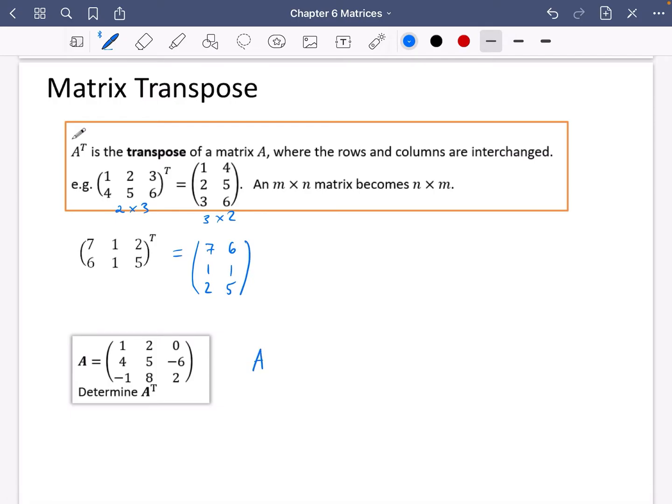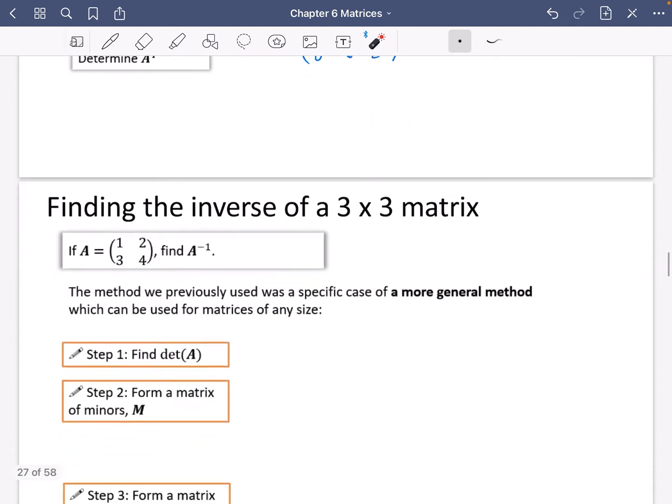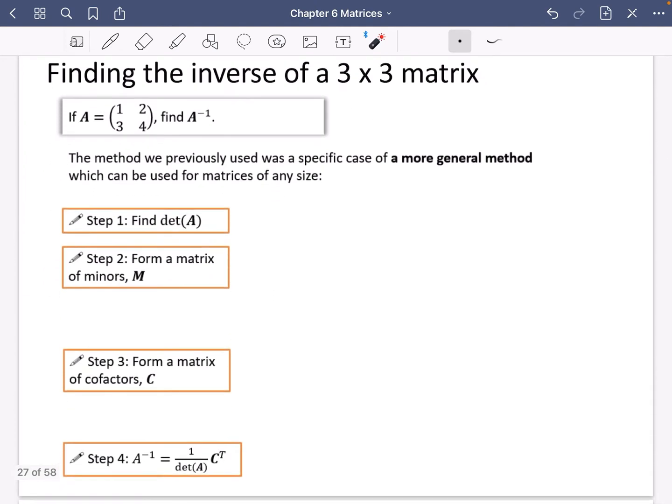The transpose of a 3 by 3 matrix does the same thing. I like doing rows to columns, so I'm just going to read them as I go. The first row is 1, 2, 0, the second row is 4, 5, minus 6, and the third row is minus 1, 8, 2. So I'm reading it and at the same time writing it in a different direction. So that is the transpose of the matrix A. You need to know that in order to find the inverse of a 3 by 3 matrix.